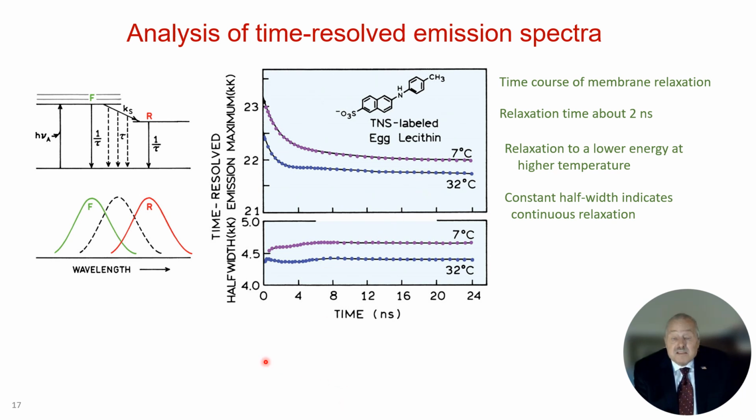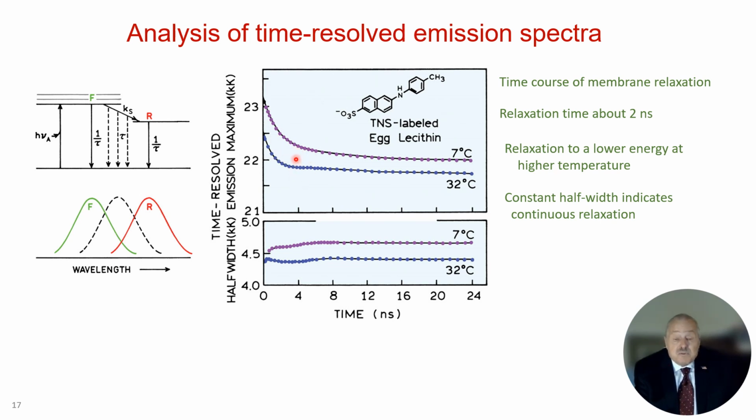How do you analyze the time-resolved data? One way of looking at it is to look at the time course of membrane relaxation. So over time, we've plotted the emission maxima here, and we see the emission maxima decays and becomes constant. So the relaxation time is about 2 nanoseconds. And if you're above the phase transition, it decays to a lower energy state. But in both cases, the relaxation time is about 2 nanoseconds.